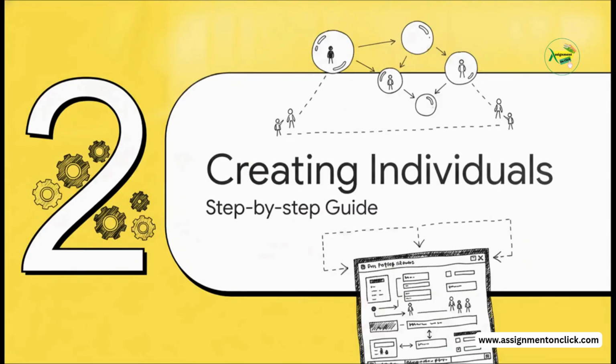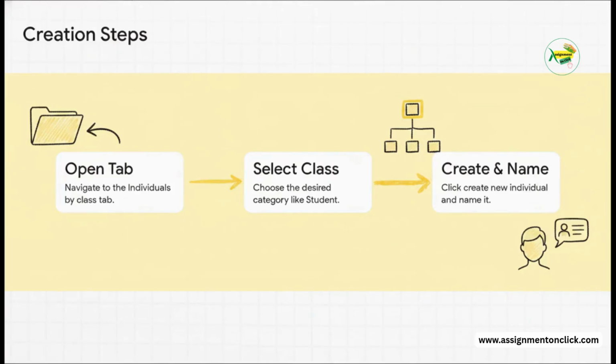Moving right along to section 2, creating Protege individuals. The great news here is that Protege makes this incredibly straightforward. No complex coding required, it's just a simple 3-step process. First up, you navigate to the Individuals by Class tab in your workspace. Next, you look at your class hierarchy and select the category you want to populate. Say you click on Student. And third, you just hit the button to create a new individual and give it a name, like Rahul. Boom! Just like that, you've created your very first actual example of a student in your ontology.